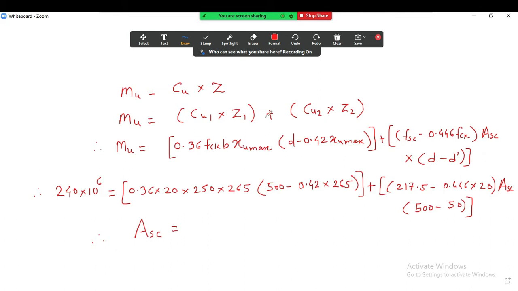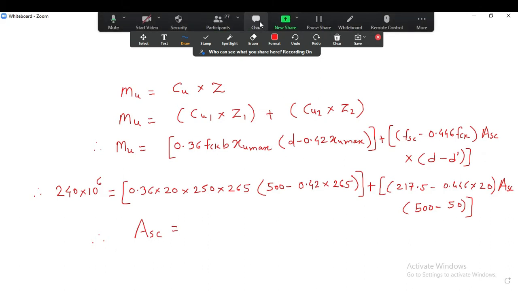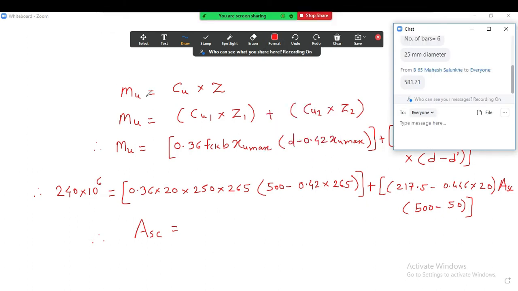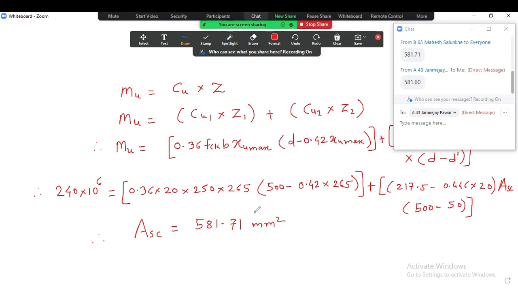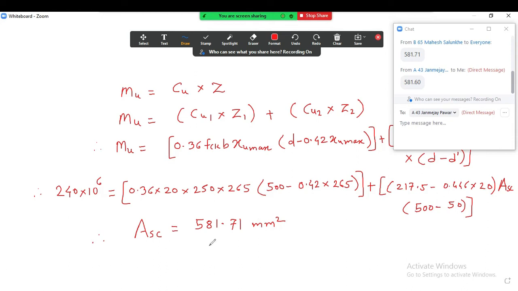Now do the calculation and let me know the value. 581.71 mm square. Please check the answer. So this is the area of steel. Now we need to decide the bar diameter.